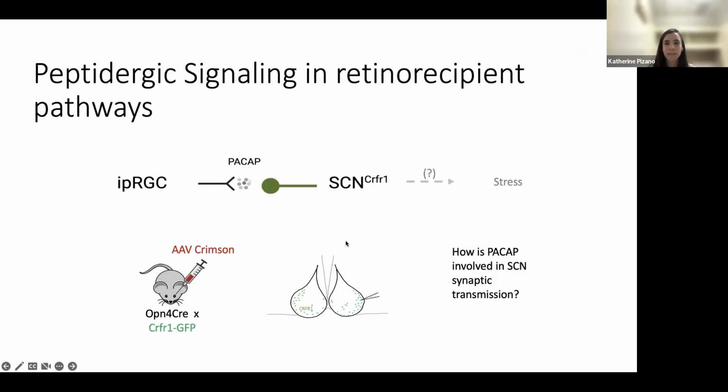To ask if PACAP is involved in this pathway, we can cross an OPN4 animal to a CRFR1 GFP mouse. Then after obtaining our heterozygotes, we can inject a Cre-dependent Crimson virus into the retina to selectively stimulate ipRGCs with a red light-driven channelrhodopsin. Then we wait a few weeks and we can go ahead and perform our patch clamp recordings, where we can now record from CRFR1 neurons under voltage clamp conditions while being able to optogenetically stimulate our ipRGC fibers.